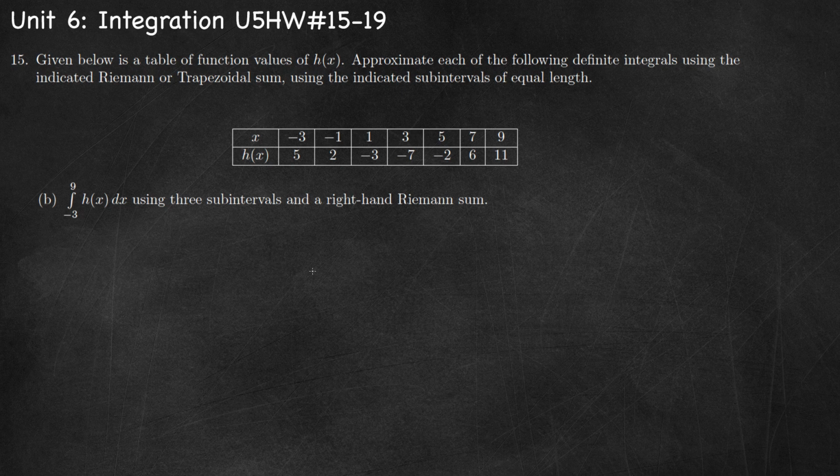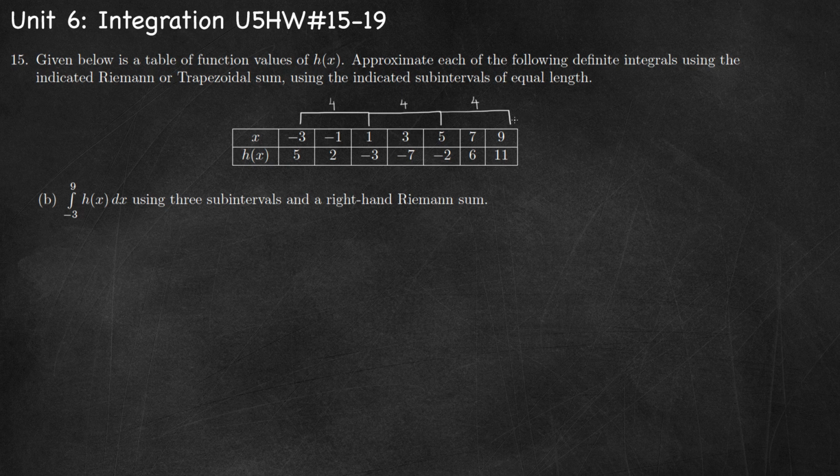Part B, we want to approximate the integral from -3 to 9 using three subintervals and a right-hand Riemann sum. So we'll go from -3 to 1, and then from 1 to 5, and then from 5 to 9. That gives us three subintervals. And let's find the width for each one of these intervals. From -3 to 1, that has a width of 4. From 1 to 5 also has a width of 4. And from 5 to 9 also has a width of 4.